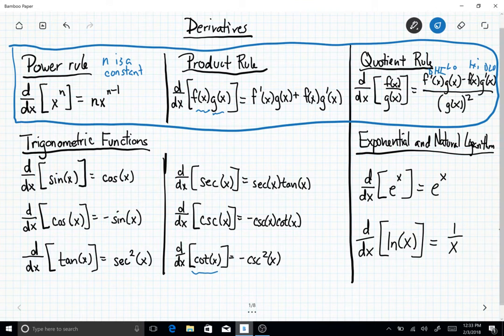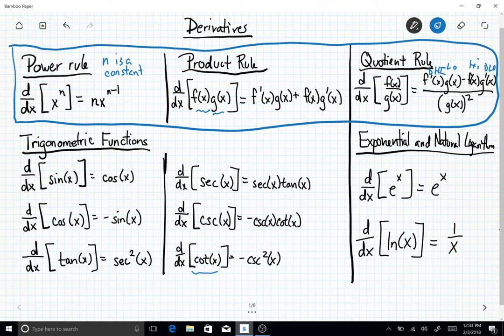Like the derivative of cotangent, you just look at the tangent's derivative and then you slap on a negative cosecant squared. And same thing for the derivative of cosecant, you just look at the derivative of secant and then you put a co in front of each one. So instead of secant x, you have cosecant x. Instead of tangent x, you have cotangent x, and then you have a negative symbol out in front of there.